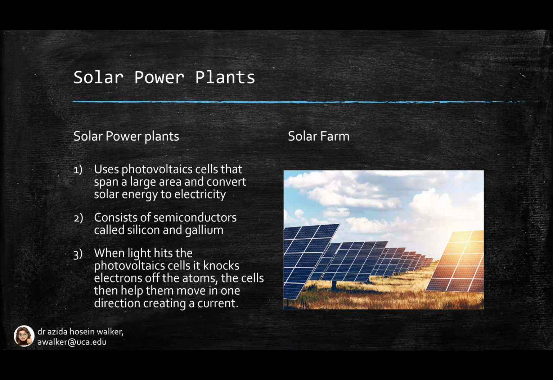And when light hits these photovoltaic cells, the light knocks off the electrons from the atoms in them, and then the cells help them to move those electrons in one direction, and that creates a current.